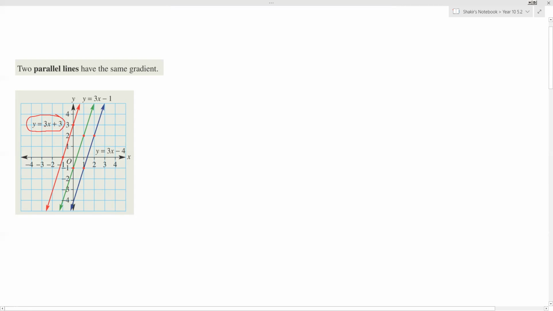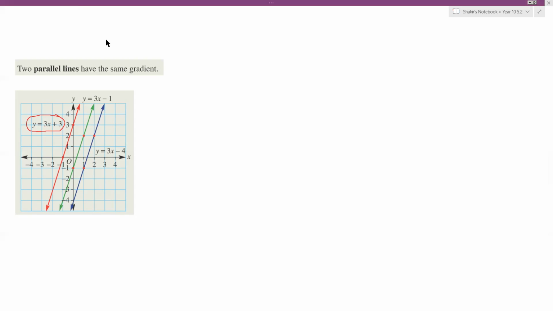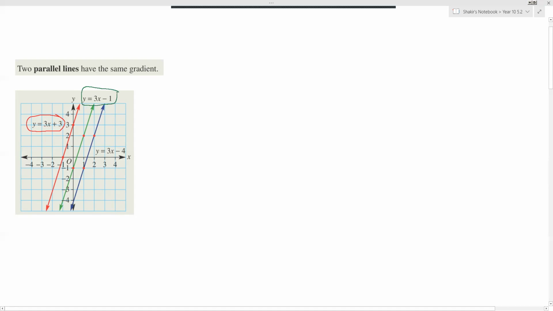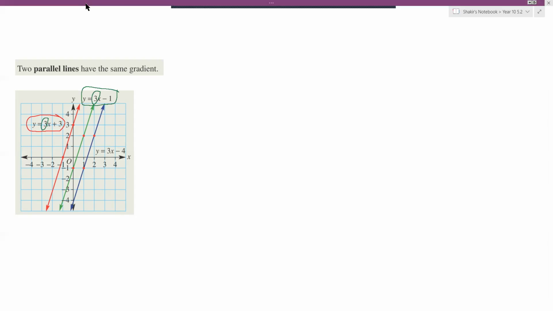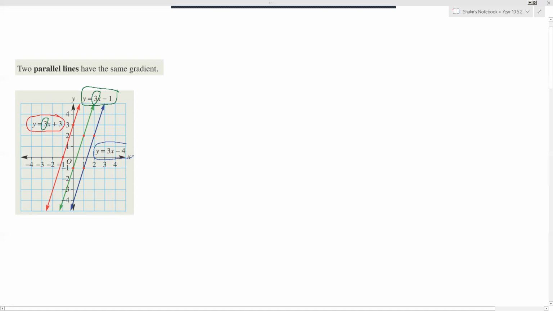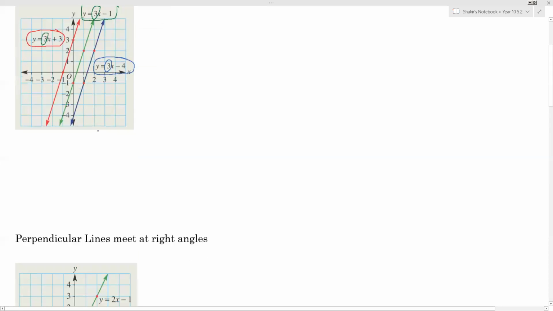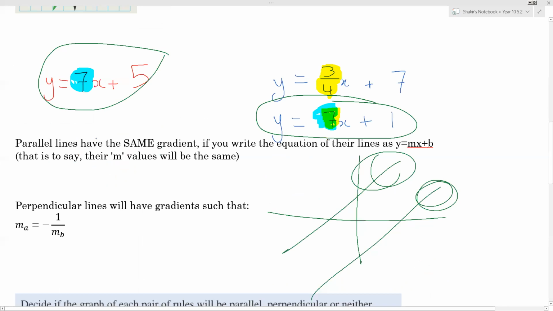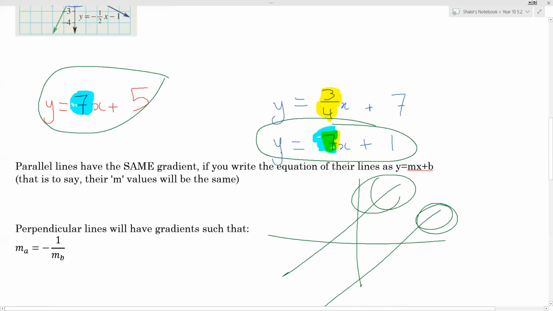The gradient is 3. Now, if you look at the green line, the equation of the green line is y is equal to 3x minus 1. Notice the gradient is the same. And obviously, the blue line is also parallel. The blue line has the equation y is equal to 3x minus 4, and it will have gradient 3 as well. m will be 3. All three of them have the same gradient. That's why they all have the same m value. And we'll do some worked examples in a second.